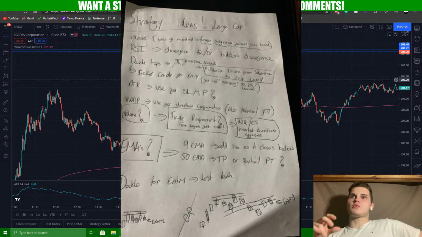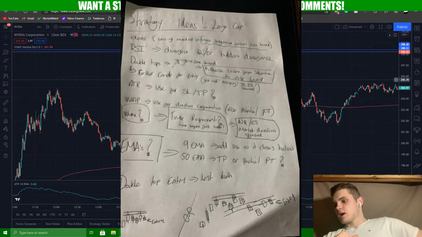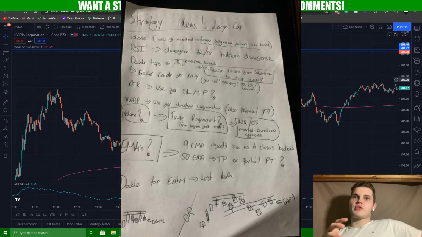VWAP, see if I want to incorporate that into the strategy somehow, maybe as a profit target, or just use it as a way to know, okay, I will only short double tops if they're above VWAP, and only go long double bottoms if they're below VWAP. Volume, do I want to incorporate volume anyway into the strategy? EMAs, and those are the key ones.